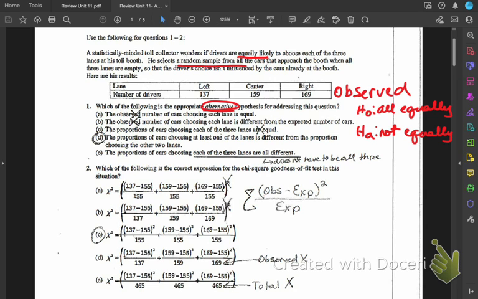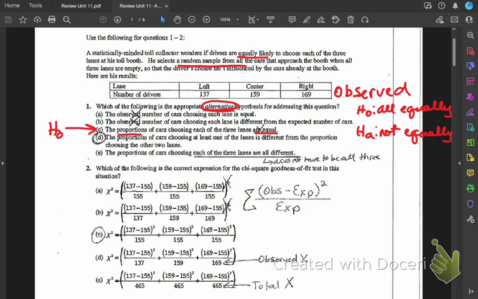So when I look at the answer choices, we're looking for the alternative hypothesis. The observed number of cars is equal. I'm never talking about the observed. I'm always talking about the actual population of what happens, right? So I'm not talking about the observed number necessarily. We're talking about the proportion of cars choosing each of the 3 lanes are equal. That is our null hypothesis, okay?